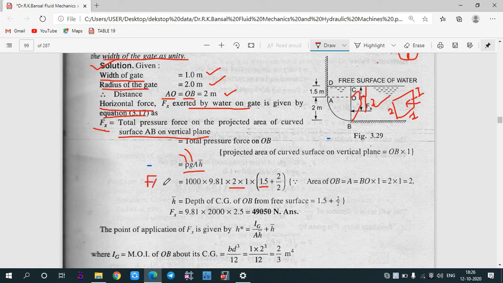Fx value. So after putting all these parameters, we are getting the Fx value as 49050 Newton. After we have calculated the pressure forces, we need to also calculate what? We need to also calculate the center of pressure. So the center of pressure in this case will be given by Ig by A h bar plus h bar. So we can use this formula to calculate the center of pressure.